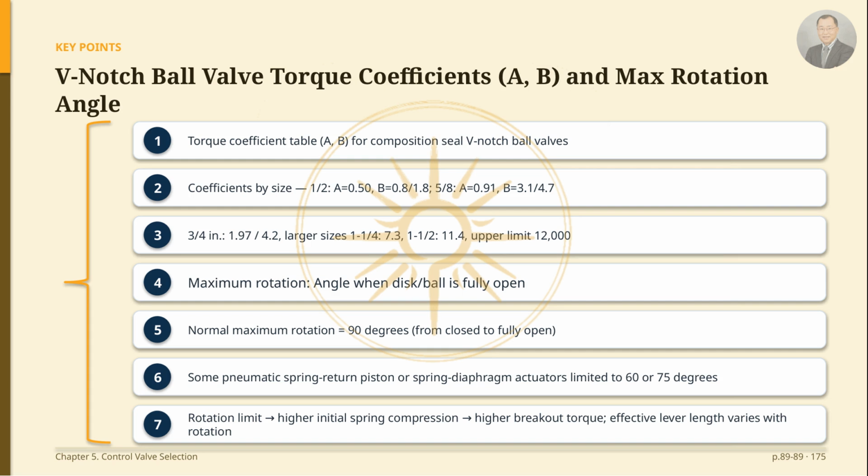However, some pneumatic spring return piston actuators and pneumatic spring and diaphragm actuators are limited to 60 or 75 degrees of rotation. In the case of pneumatic spring and diaphragm actuators, limiting maximum rotation allows for higher initial spring compression, which results in a larger actuator breakout torque. Additionally, since the effective length of each actuator lever changes with valve rotation, published torque values, especially those for pneumatic piston actuators, must be interpreted considering this point.